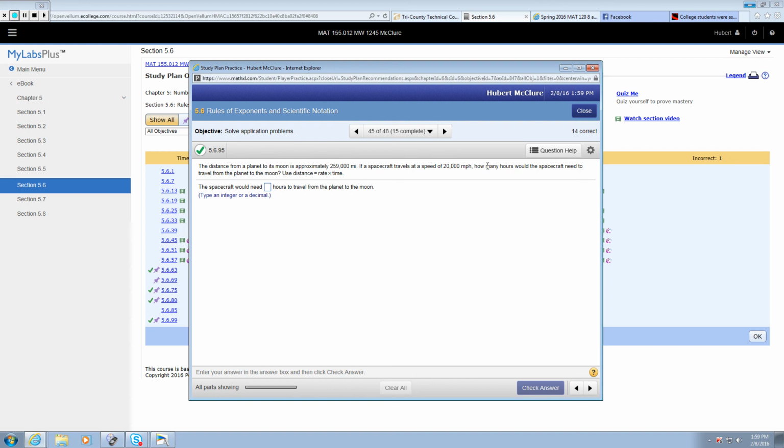I will give you mostly word problems on scientific notation. Why? Because where are you going to see scientific notation in your academic career? Starts with S. Science. Biology and chemistry. The distance from a planet to its moon is approximately blah blah blah miles. If a spacecraft travels blah blah blah miles per hour, how many hours would the spacecraft need to travel from the planet to the moon?